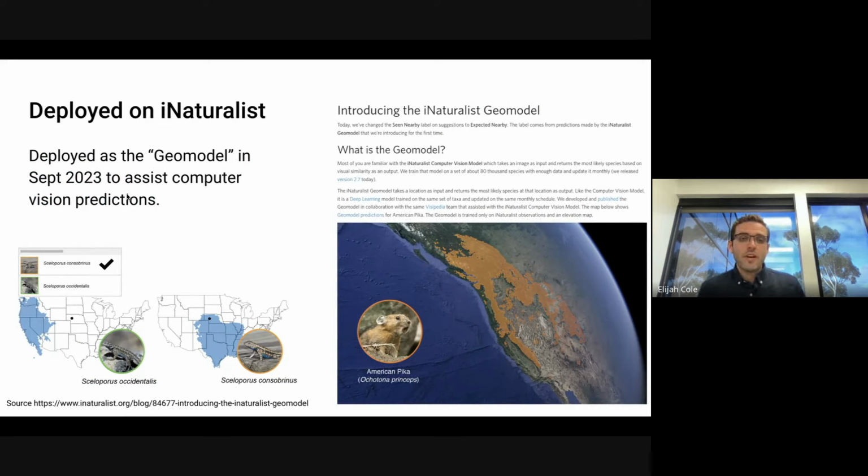And so this work led to an actual deployment on iNaturalist. This was deployed as the geo model in September 2023. iNaturalist is actually using this on their platform to assist their computer vision models in making predictions for which species is present in images that are uploaded to the platform.